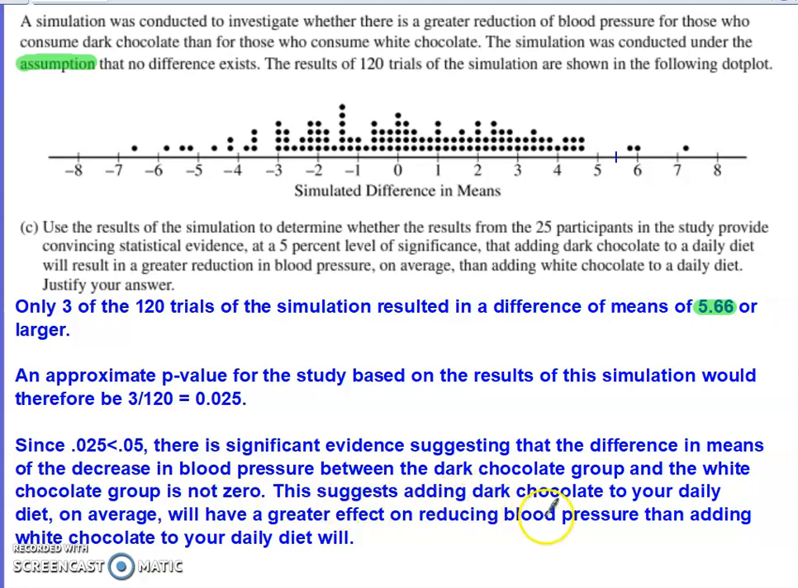So this suggests that adding dark chocolate to the daily diet, on average, will have a greater effect on reducing blood pressure than adding white chocolate to your daily diet.